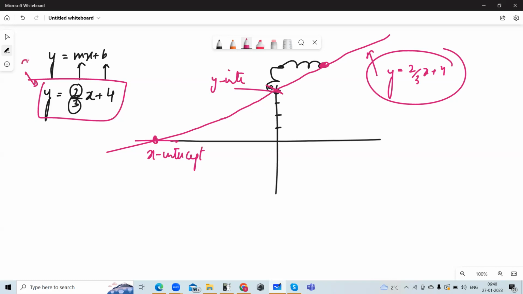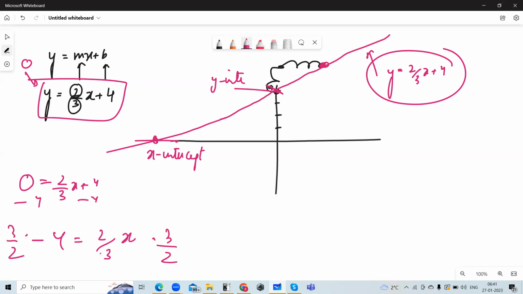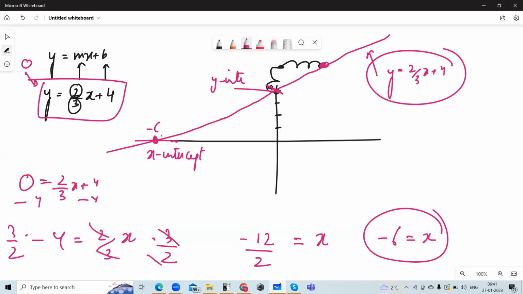So you'll be plugging in y as 0. 0 equals 2/3x plus 4. Subtracting 4, you'll be getting -4 equals 2/3x. So you're having 2/3 here. That means you can multiply by the reciprocal of it, 3/2, to both sides. You'll be getting 3 times -4 is -12 divided by 2 equals x, or you can say -6 equals x. So this point is -6, 0. And this point, the y-intercept, is 0, 4, right?